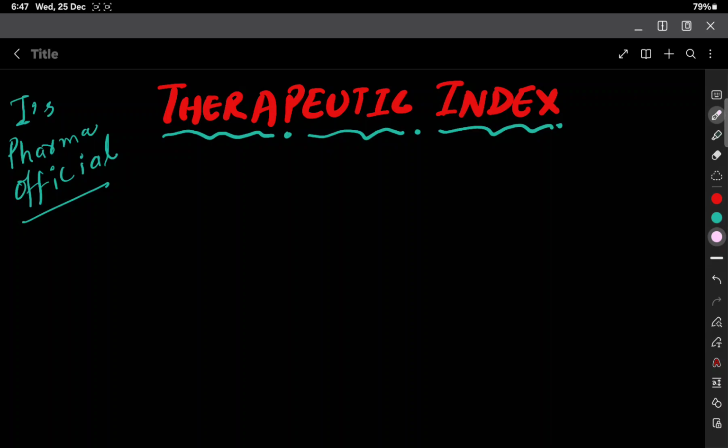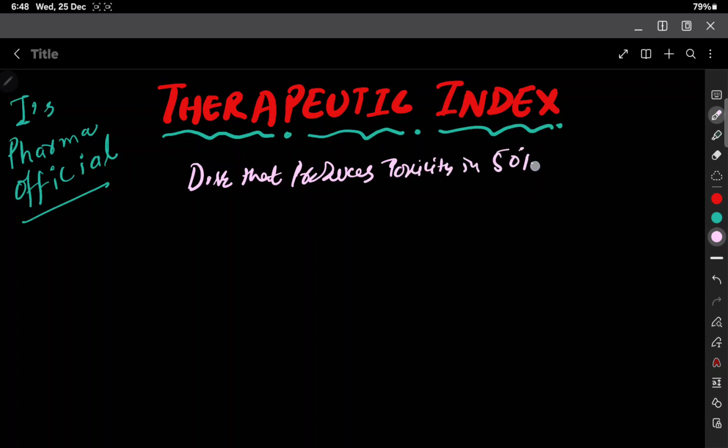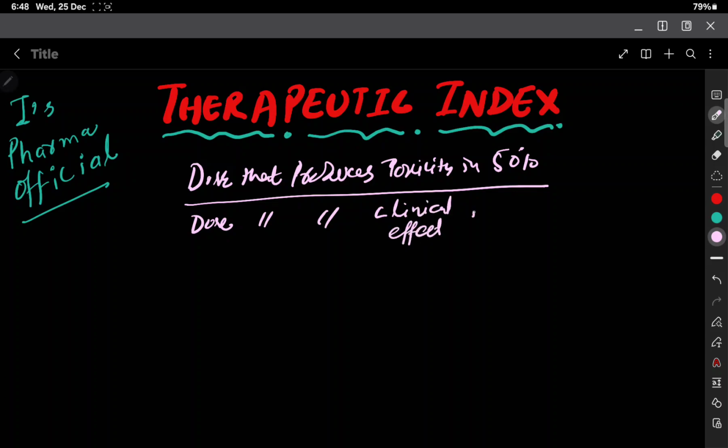Actually, if you go to the definition of the therapeutic index, it means the dose that produces toxicity in 50% of the population upon the dose that produces clinical effect in 50% of the population. So that we call the therapeutic index. I can write TI here. TI is equal to therapeutic index.